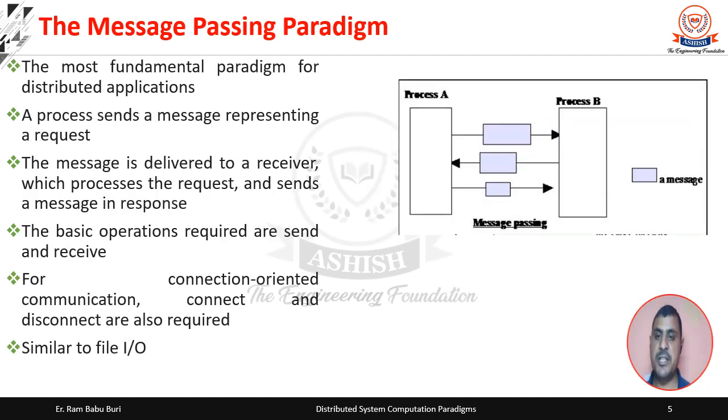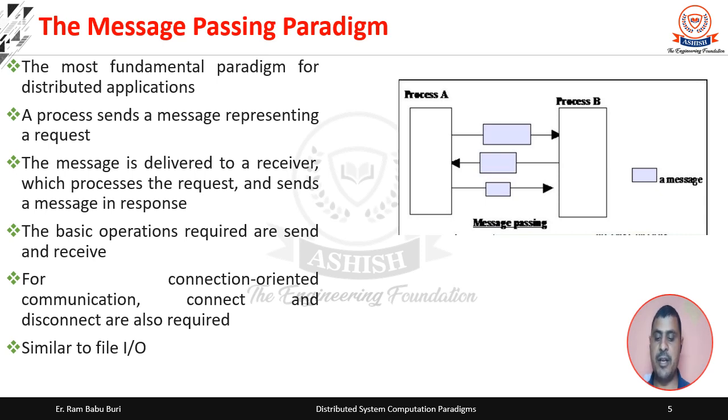Next is the message passing paradigm. The message passing paradigm is the most fundamental paradigm for distributed applications. In this paradigm, processes communicate by sending messages to each other. A message is a unit of data that contains a request or a response. The sender process sends a message to the receiver process. The receiver processes the message and sends a reply message back to the sender process.